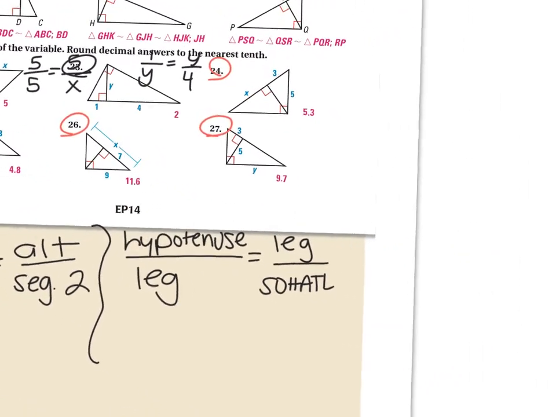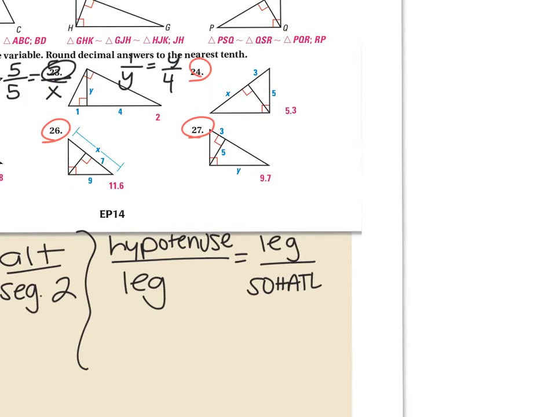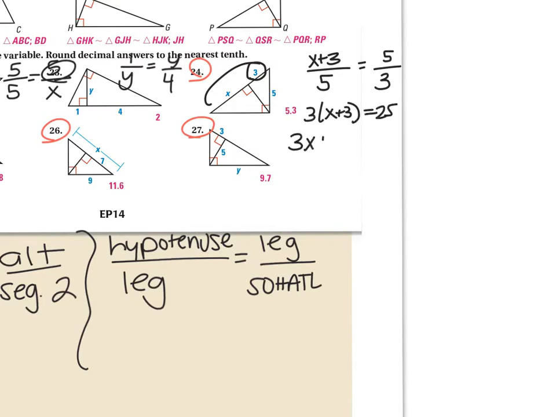So if you look at 24, the hypotenuse is the hypotenuse of the big triangle. So the big triangle's hypotenuse would be x plus 3, over the leg, we only know one leg, that's 5, equals the leg, which is 5, over the segment of the hypotenuse adjacent to the leg. So the part of the hypotenuse that's next to the 5 would be the 3. And then you'd cross multiply. And again, in a multiple choice format, you're either going to see it like that, or you're going to see it in decimal form where your answer would be 5.3.